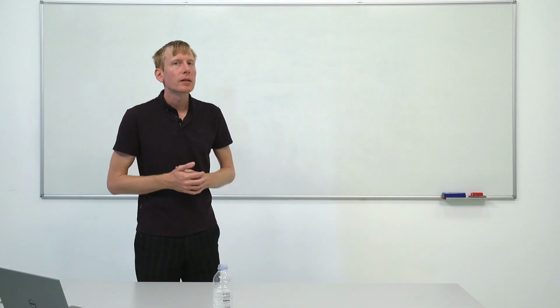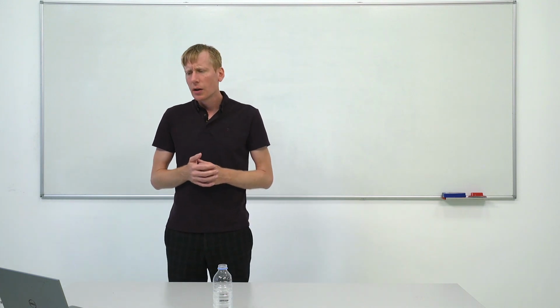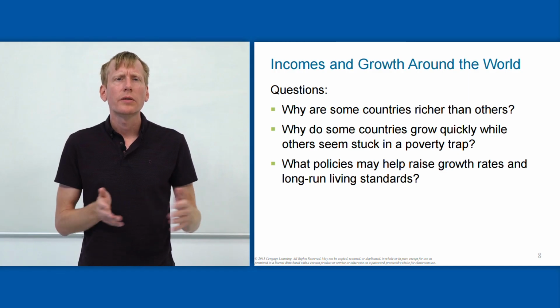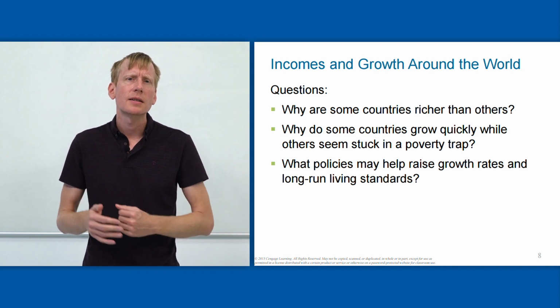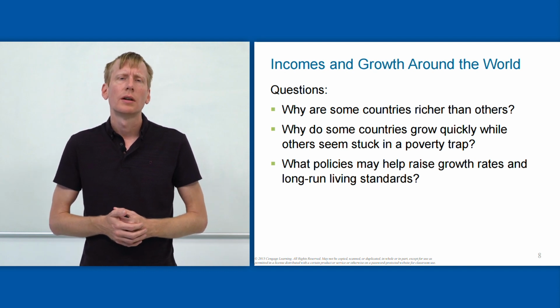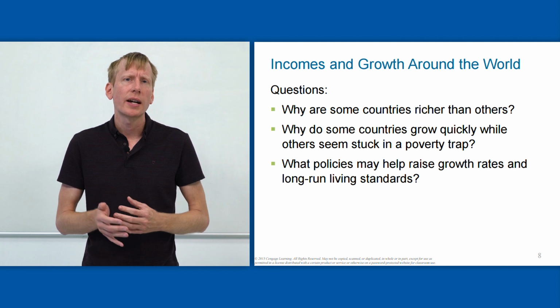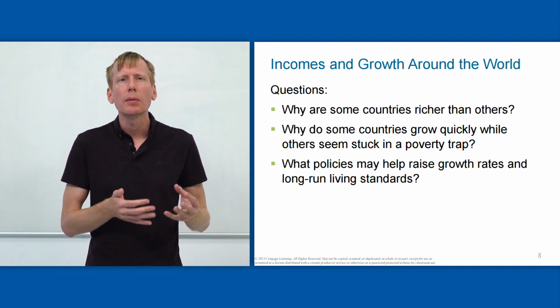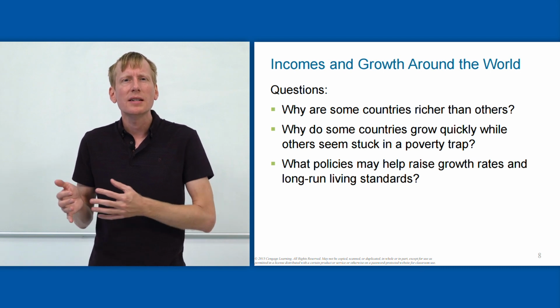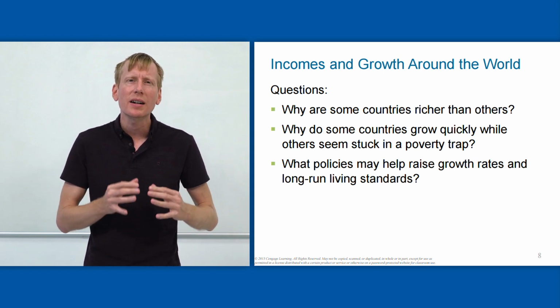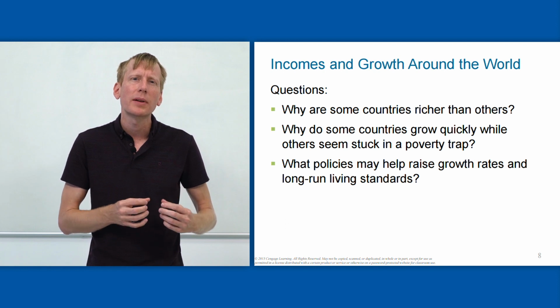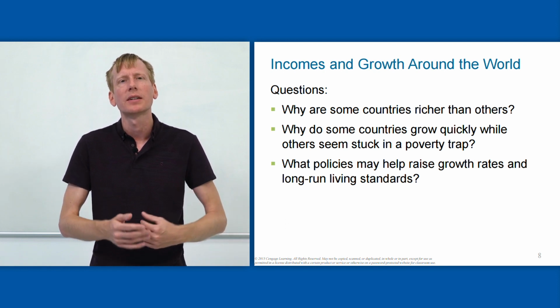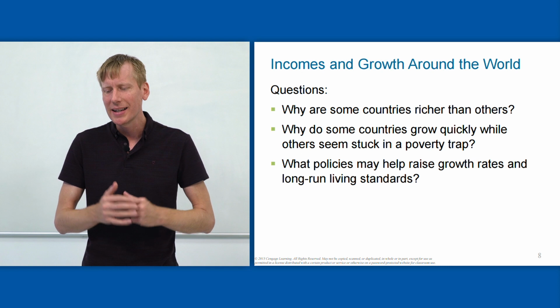So the questions we try to look at in this chapter are, first, why are some countries rich while other countries are poor? Why is it that Singapore is richer not only than China, but also than Chad? Why is it that some countries like China have been able to grow quickly? And why is it that some other countries like Chad seem to be stuck in some kind of a trap where they're simply not able to grow and they're not able to catch up? What explains this?